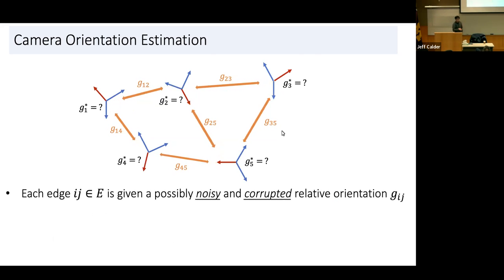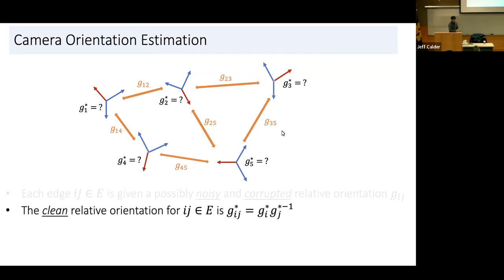Each edge is given a noisy and corrupted relative orientation. It's noisy and corrupted because there are some errors in the key point match, and this error accumulates along the pipeline, so you get some error in your relative camera orientations. The clean relative orientation g_ij star is defined as g_i star times g_j star inverse.